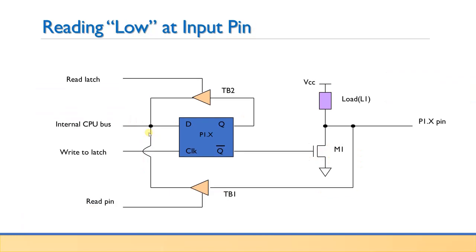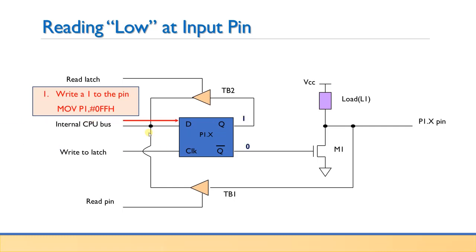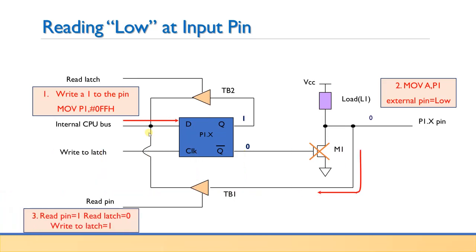If the signal is low at the input pin, then I have initialized this as an input port by writing a 1 to it. So 1 is written here, D is 1, Q is 1, Q bar is 0, transistor is off, output is 1. So if the P1 data is to be loaded in the accumulator, and the external pin is having a low signal on it, that low, that is the 0, can be connected to this input of TB1, and these are the signals.